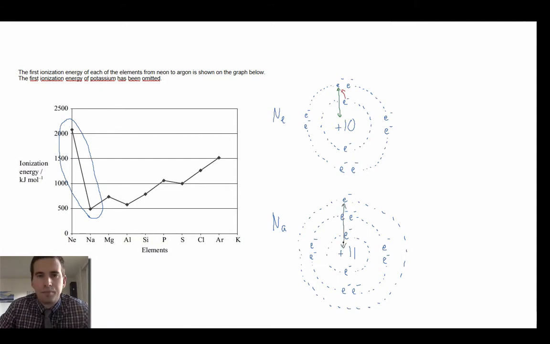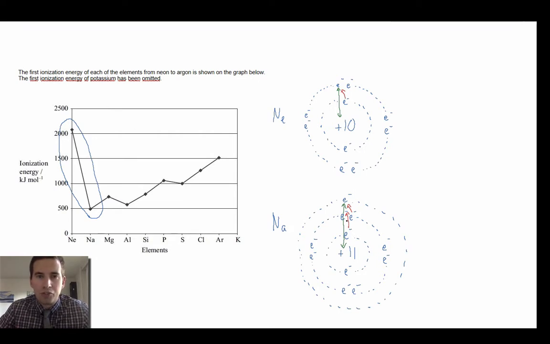Why? So here you have the attractive force between the nucleus, which is plus 11 in this case, because there are 11 protons in the nucleus of sodium, and the outer electron. Now at this time, this electron is in the third shell. So that's the attractive force. And then the repulsive force comes from 2 shells worth of electrons. There are 10 shielding electrons in sodium in the first 2 shells.